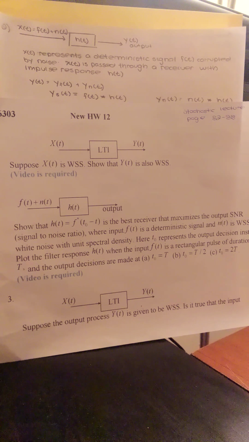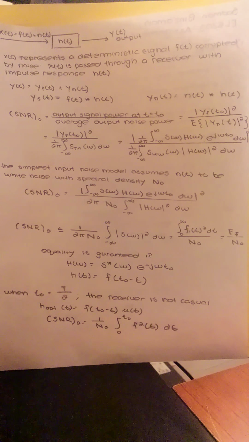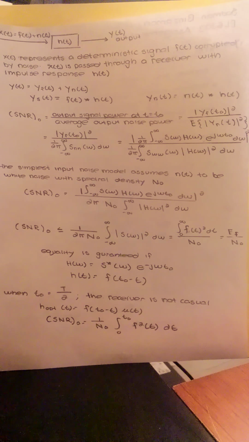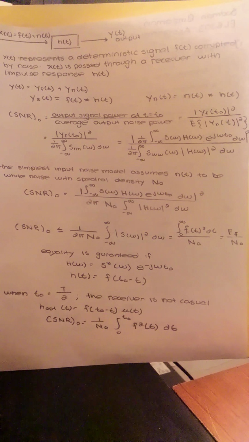Since we're dealing with a linear process, and we know x of t equals f of t plus that white noise n of t, we can interpret this as f of t going through that receiver, followed by n of t, and as an output we have y of t equaling y f of t plus y n of t. We know that y f of t can be defined as f of t convolved with the impulse response h of t, and y n of t is similar in that it is n of t convolved with the impulse response h of t.